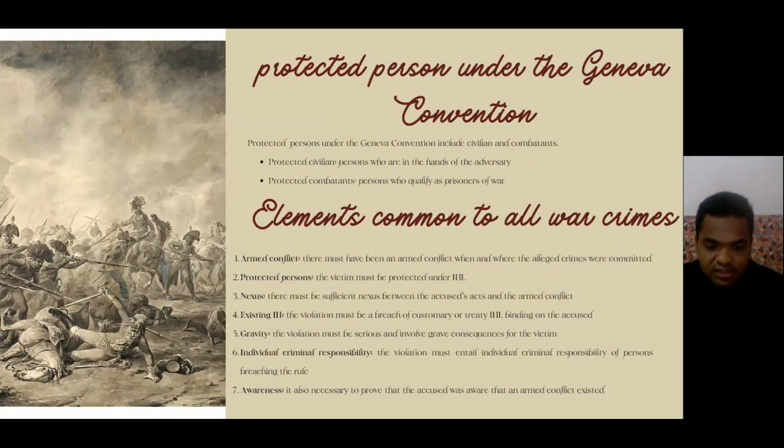And the last one is awareness. It is also necessary to prove that the accused was aware that an armed conflict existed. All of the elements must be fulfilled by the perpetrator to be prosecuted under the ICC, the International Criminal Court.